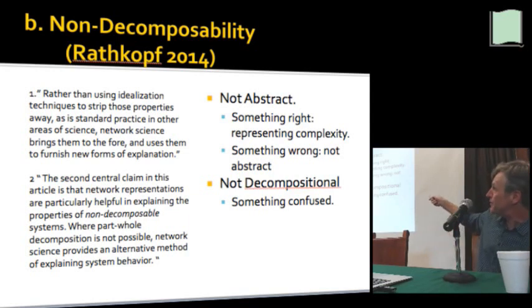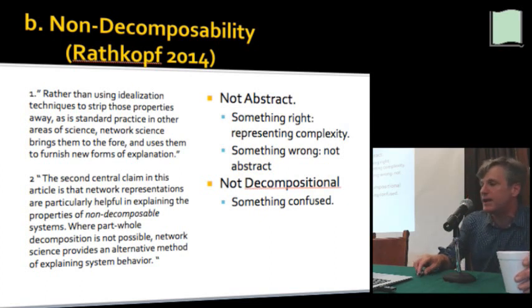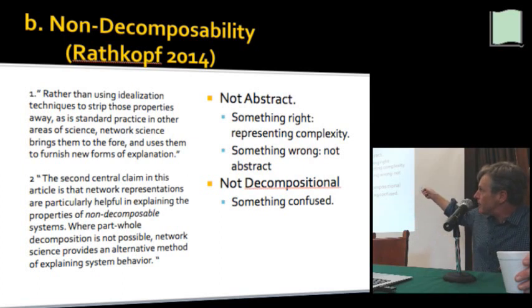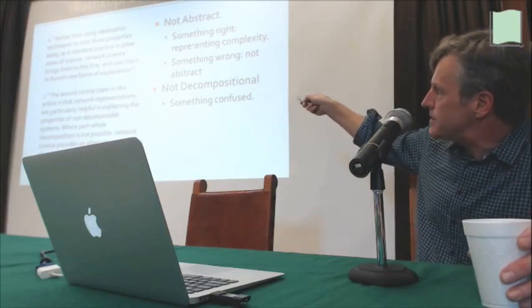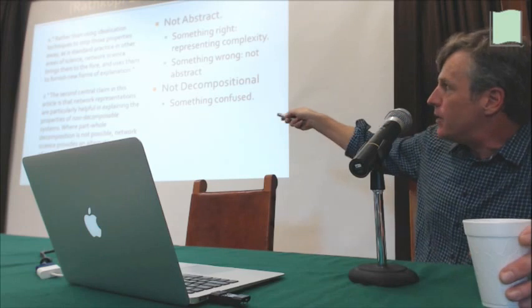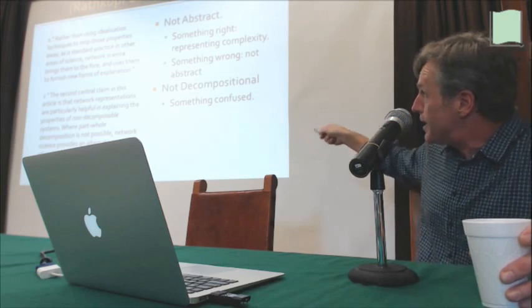His second claim, and he says it's his second central claim in this article, is that network representations are particularly helpful in explaining the properties of non-decomposable systems where part-whole decomposition is not possible. Network science provides an alternative method of explaining system behavior. So in the first case, he claims that it deals with all of the details and takes them all seriously, and secondly, that it's non-decompositional. What I'll say about this first thing is that there's something absolutely right about it and something wrong. I don't think that it's not abstract. And secondly, that there's something confused about this idea of it being non-decompositional.